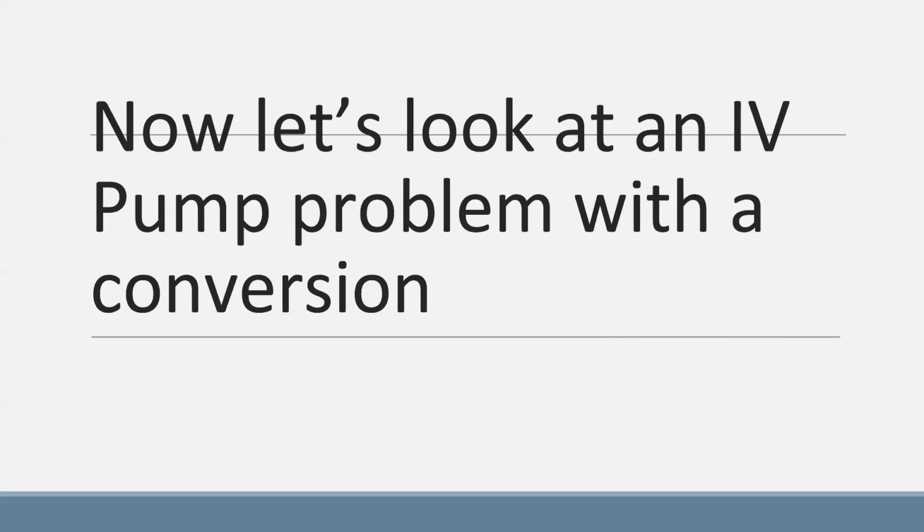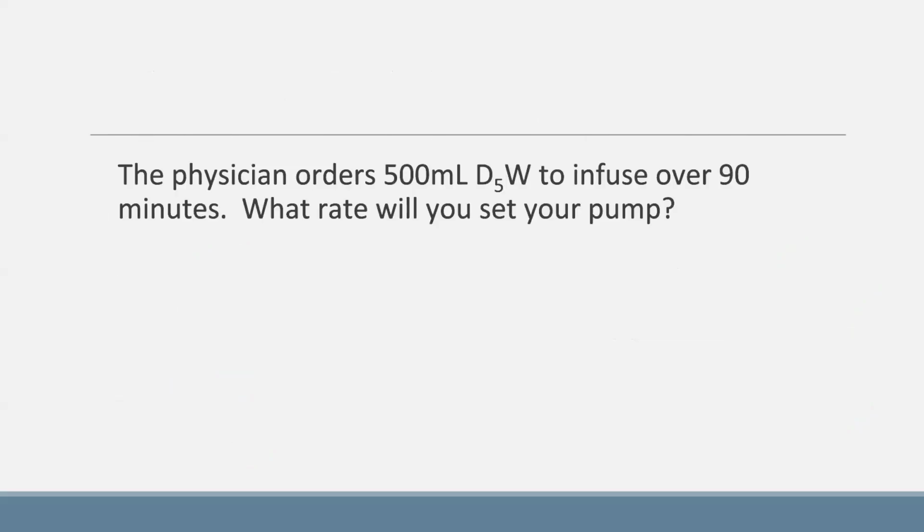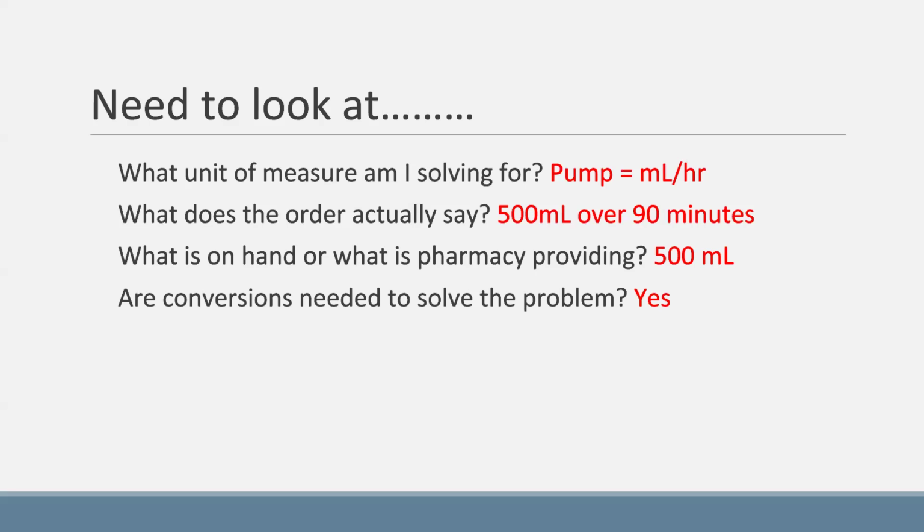Now, as you may expect, we're going to take it a step farther. The physician orders 500 mils of D5W to infuse over 90 minutes. What rate will I set my pump? So I got 500 over 90 minutes. It said to use a pump, so I'm looking for milliliters per hour. My order says to give 500 over 90 minutes. I have a bag of 500. That's what I have on hand.